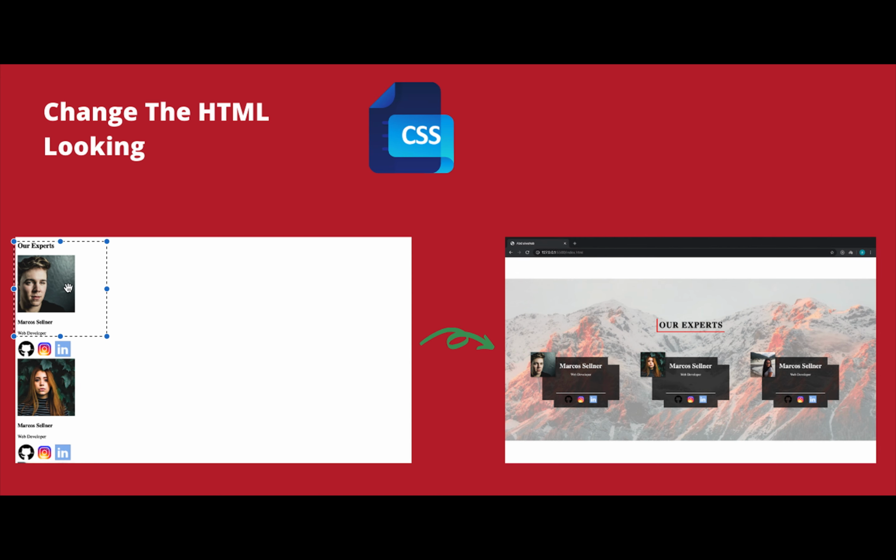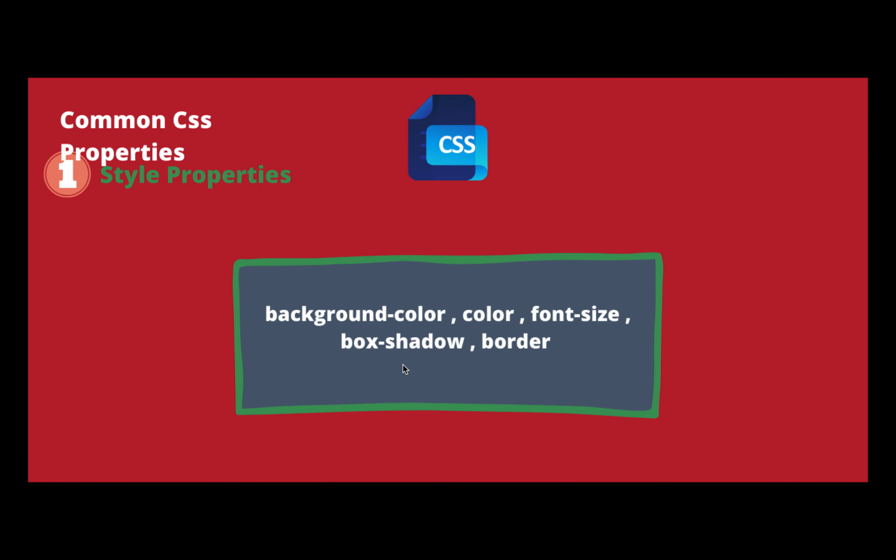For example this, let's say our expert text right here, that you can see on the left. We have changed the size of it, so you can see it's bigger now. So we have changed the style of it, made it bigger. So the style properties are the properties that gonna change the style of an element directly, changing how it's looking.